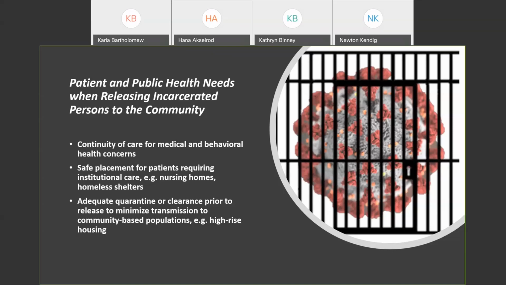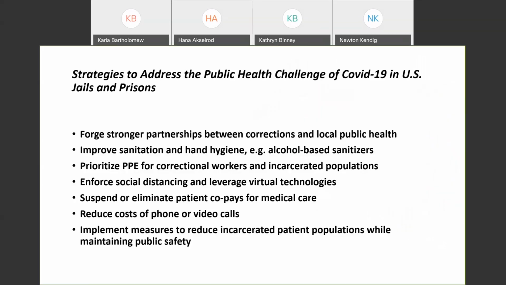You're particularly concerned about returning patients to high-rise congregate settings in the community that could lead to outbreaks there. So, a very complicated challenge for corrections, but one that we need to be mindful of as we try to reduce incarcerated populations to improve social distancing and manage the outbreak. So what are the strategies that we can implement across the country to manage COVID-19 in jails and prisons? I've listed some of the key recommendations that I would make.